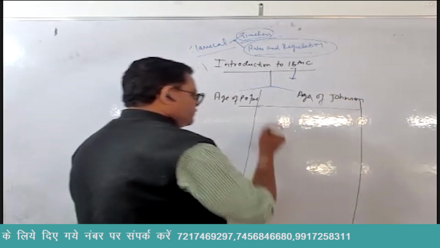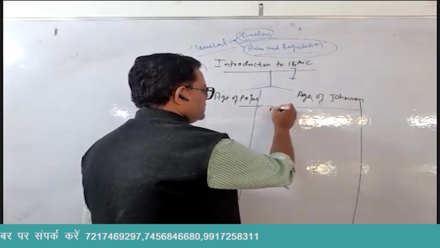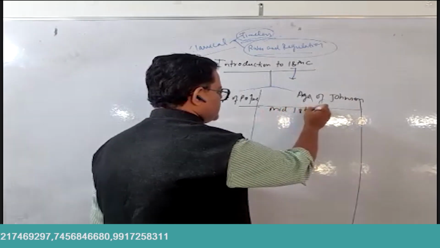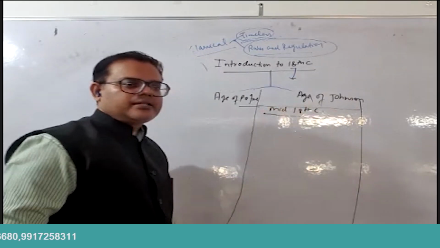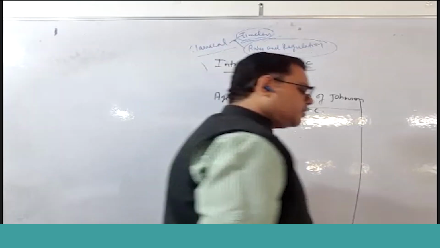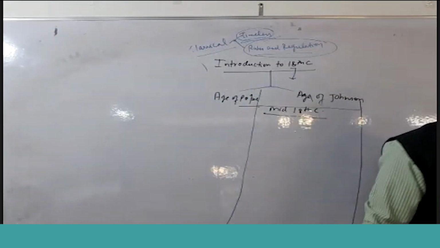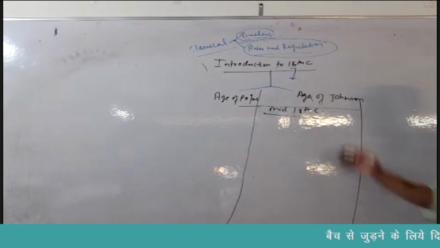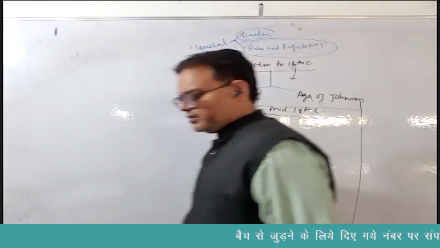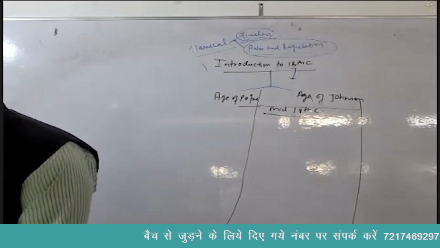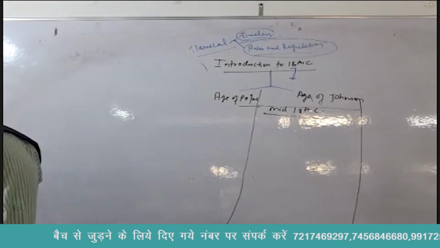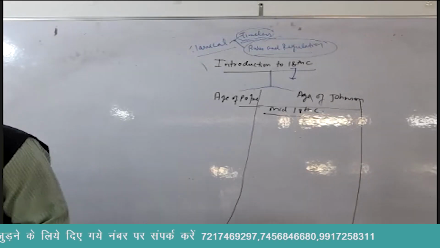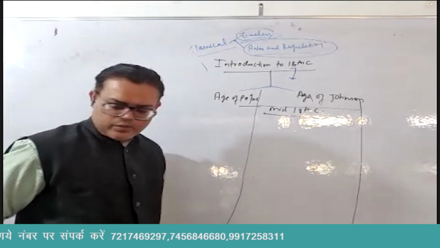So the first, you can write here the heading as mid 18th century. This you can make in that graph only where you are developing, or else you can make a separate chart. So Johnson, mid 18th century. What was happening in the mid 18th century?